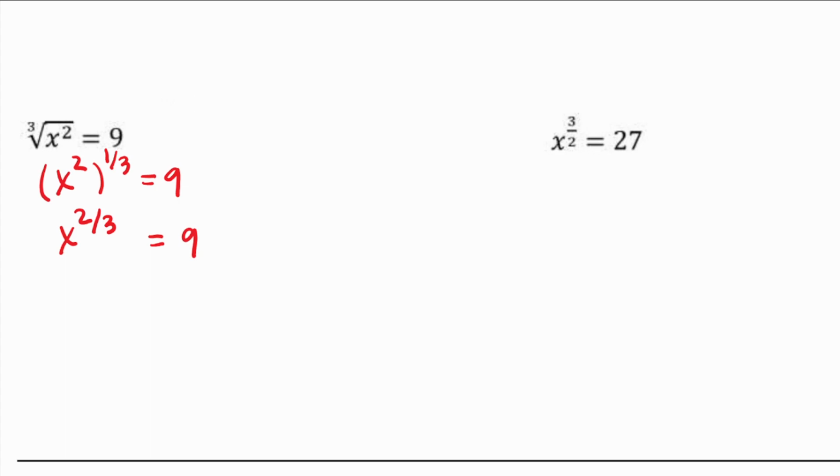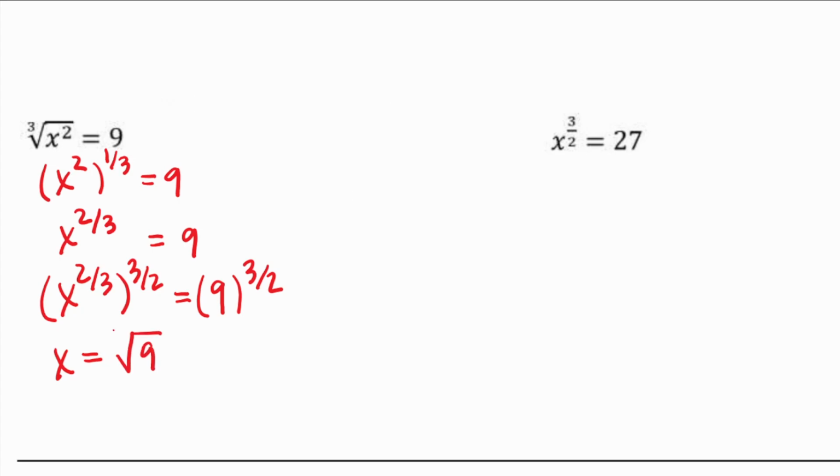Well, what I'm going to do now is take both sides to the reciprocal power. So I'm going to take both sides to the 3/2 power. And then this is something that I can do. I can deal with the denominator first to keep the numbers manageable, like I told you to last time. On the left side, I'm going to have x, and that's going to be equal to 9 to the 3/2. And so I'd take the square root of 9 and then cube it, and I would get x equals 27.